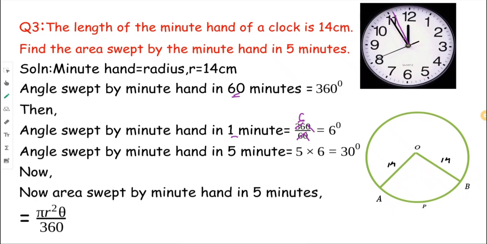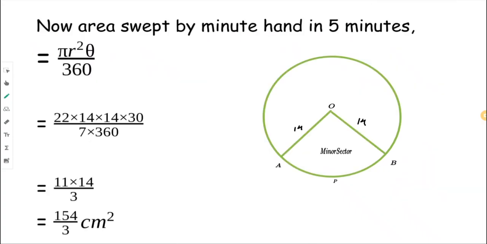So how far does the minute hand move in 5 minutes, till here, right? I just have to multiply 5 into 6. In 1 minute it is 6 degree, so I multiply, and I'm going to get theta to be equal to 30 degree. Now we know all the values, so we just have to put them directly in the formula for area of a sector. This is a minor sector, right? Once I put the values, I just have to simplify.